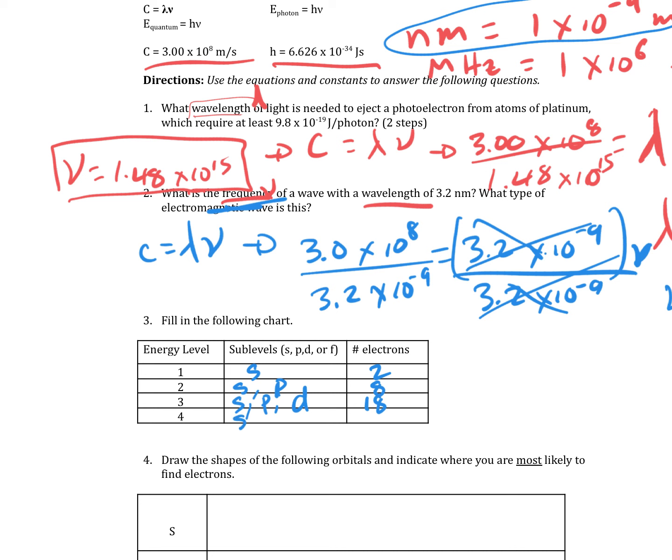Level 4 has S, P, D, and F. Once again, continue the logic. F is 7, D is 5, so 12. P is 3, so 15, plus 1 more is 16. 16 times 2 is 32.